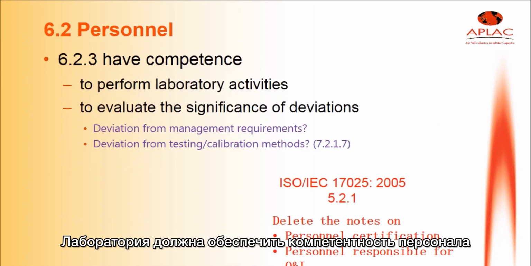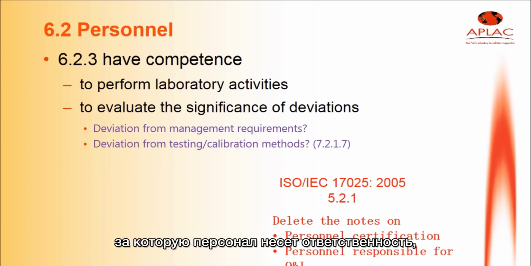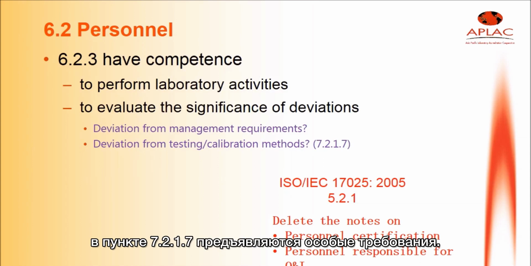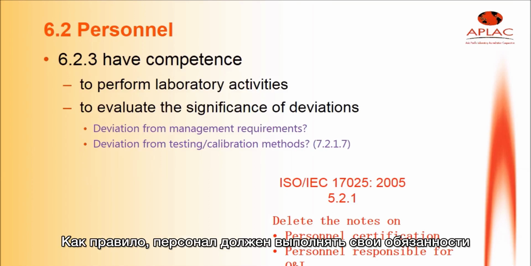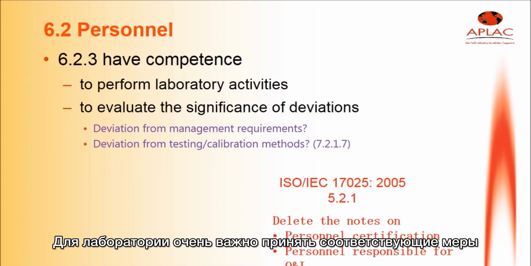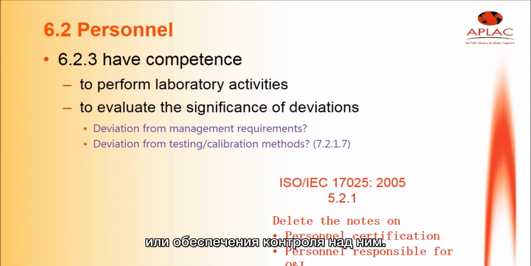The laboratory shall ensure the personnel have the competence to perform laboratory activities for which they are responsible and to evaluate the significance of deviation. If there is deviation from the testing or calibration methods, clause 7.2.1.7 has very specific requirements on this. Generally, the personnel shall perform their duties according to the management system, but under unforeseen circumstances, if any deviation occurs, evaluation of significance should be conducted and appropriate action ensured. It's very important that the laboratory takes appropriate actions to eliminate or control the negative influence.